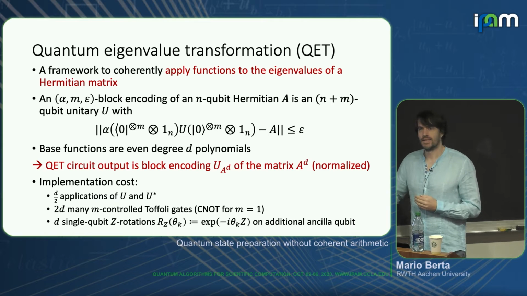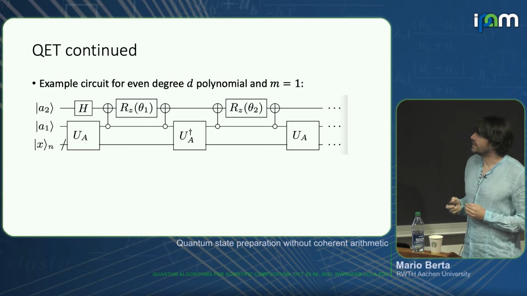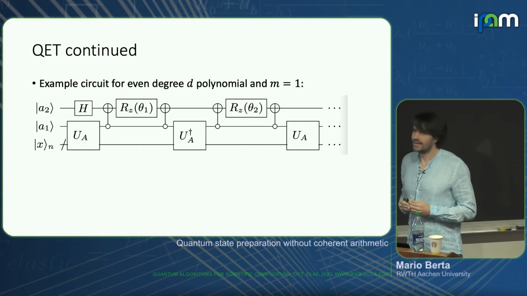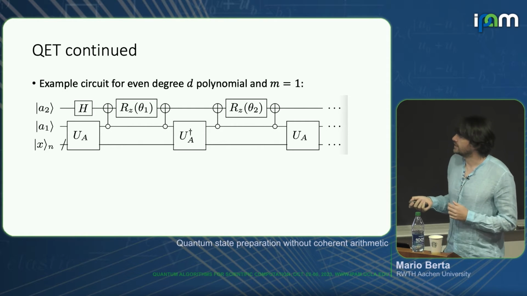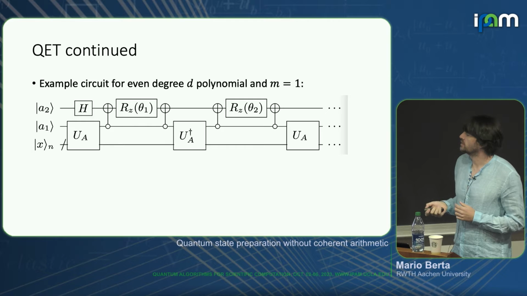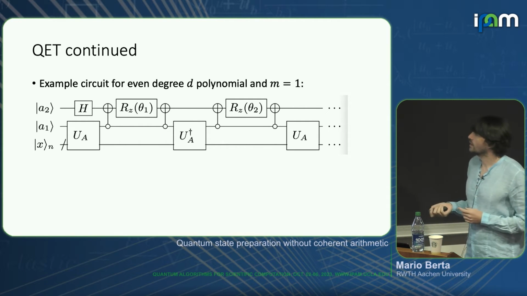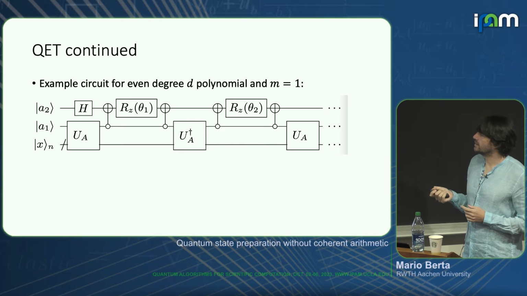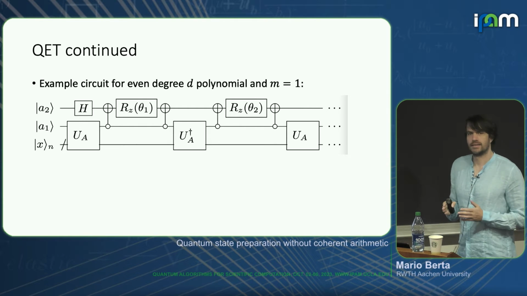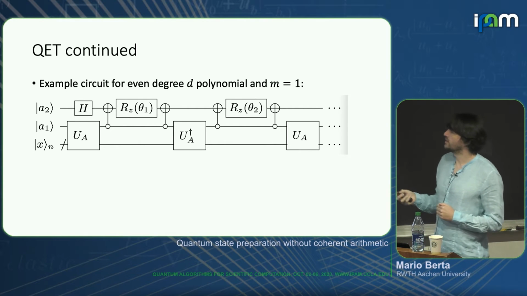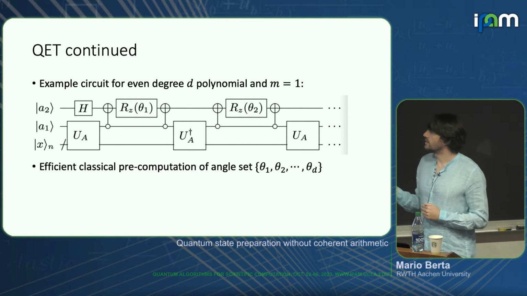So the higher degree the polynomial is, the more expensive your circuit becomes. And I think I have a very simple example circuit here. So you see here you have the block encodings of your original matrix. This is the dagger version of it. And then, yeah, so here is an even degree. Here we need 1 ancilla qubit, and then the way your polynomial, or here, I guess in this case, we could even look at a monomial.